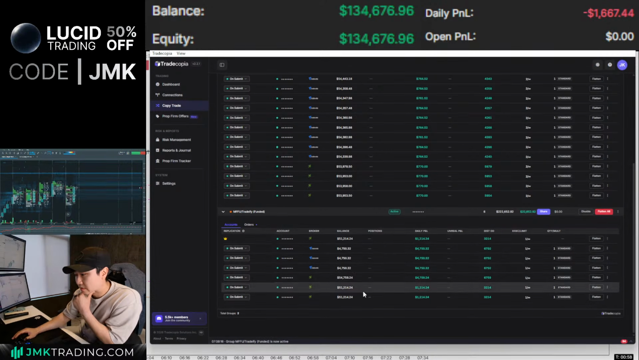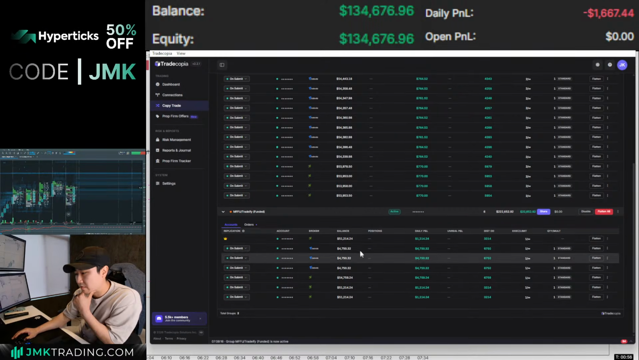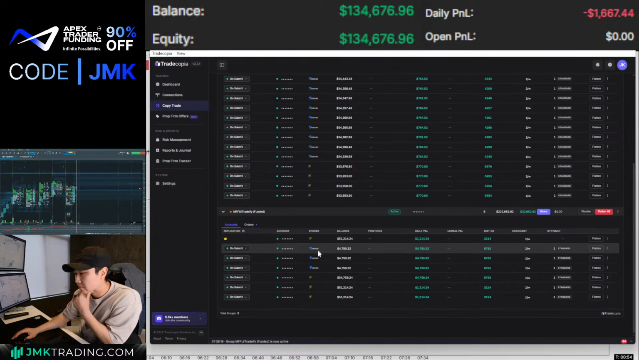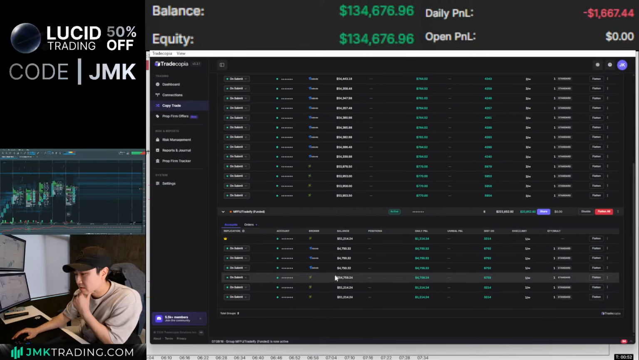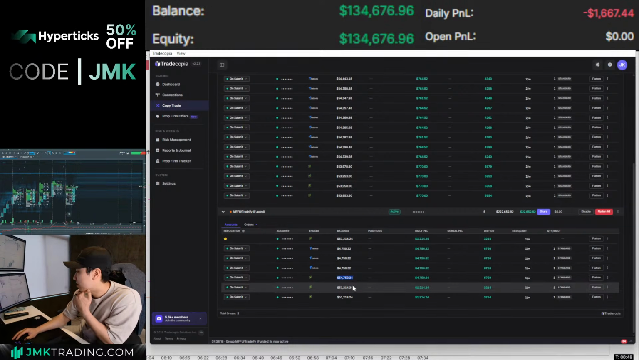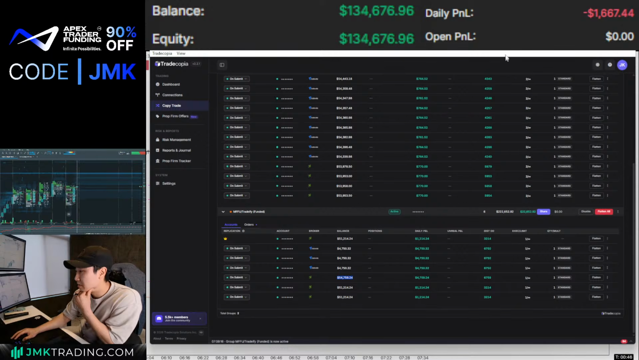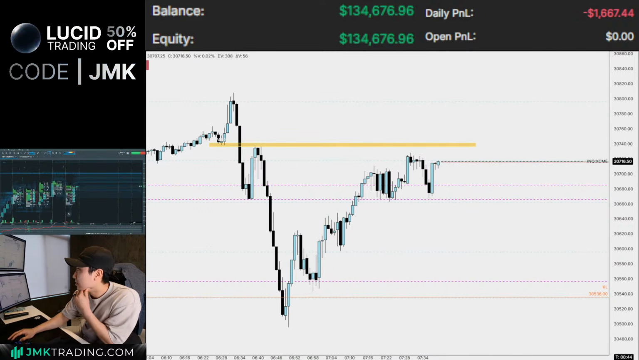A couple Tradeify evals, and then these are my funded futures, funded flex accounts. We're trying to trade these together. As you can see, I have one eval here that's way too much in profit, but it looks like I'm about to lose enough on it for consistency.